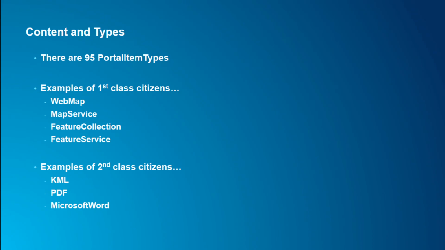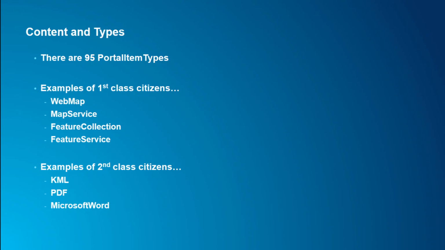So this is going on to the types of content which are available. There's 95 portal item types in the Runtime API. Some of those are first-class citizens and have a lot more support from the runtime than some others do. Some examples of first-class citizens would be web map service, feature services, feature collections. What I mean by full support of those item types is that we can get those from portal and we can very easily construct a feature service from that portal item type. It's all wrapped up. The API handles it for us.